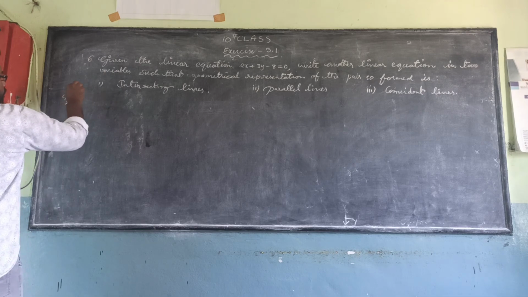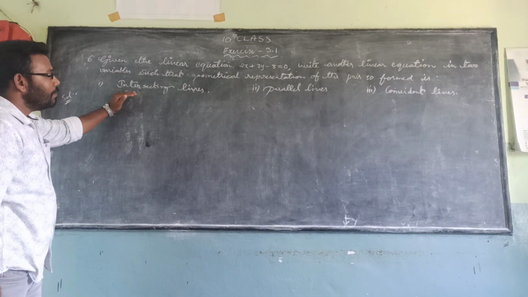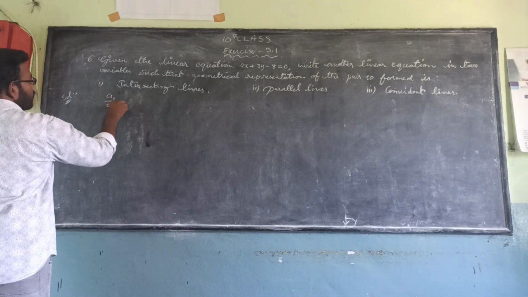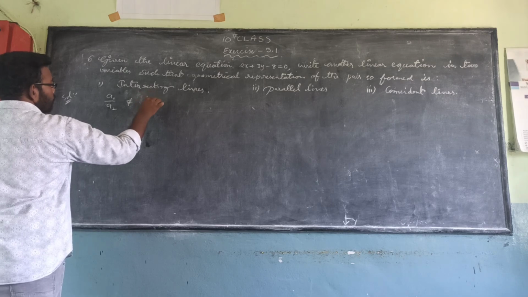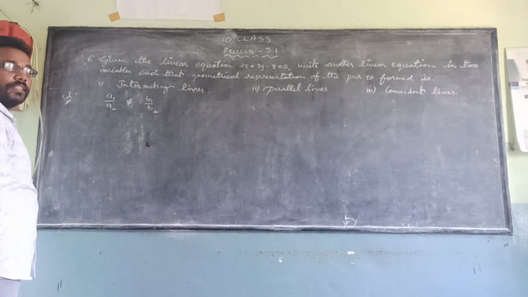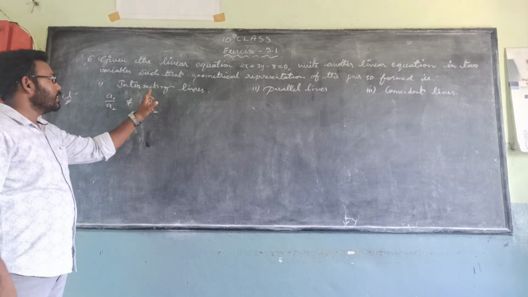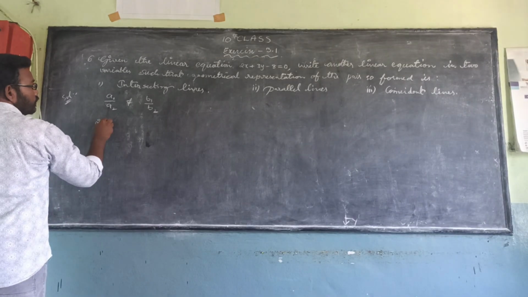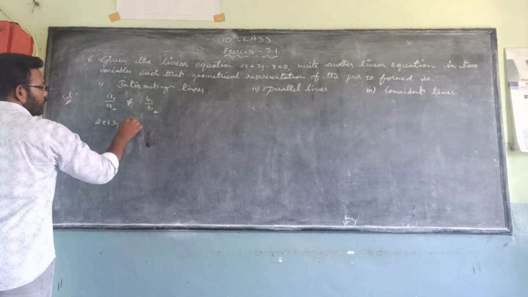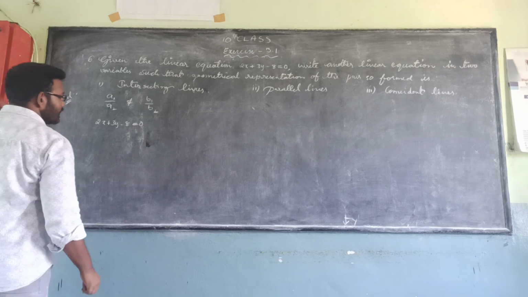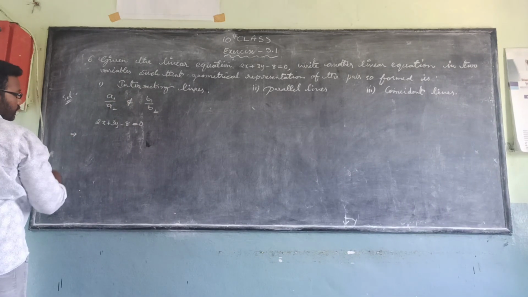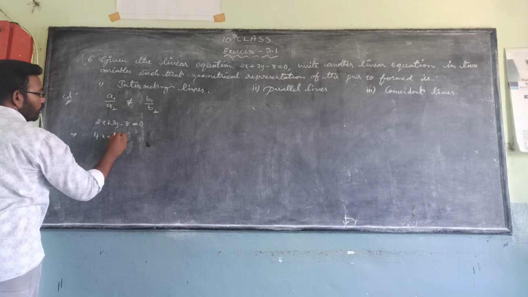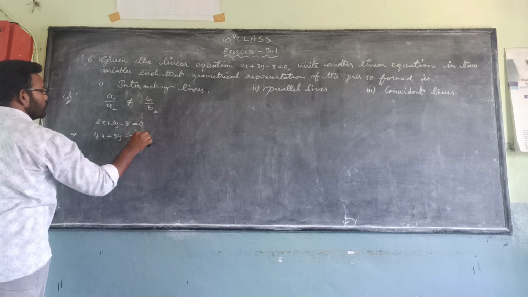So here, first one: the ratio must be a1 by a2 is not equal to b1 by b2. Then they satisfy the rule for intersecting lines. So here the given equation is 2x plus 3y minus 8 is equal to 0, which satisfies the given rule. The another equation is 4x plus 5y minus 9 is equal to 0.